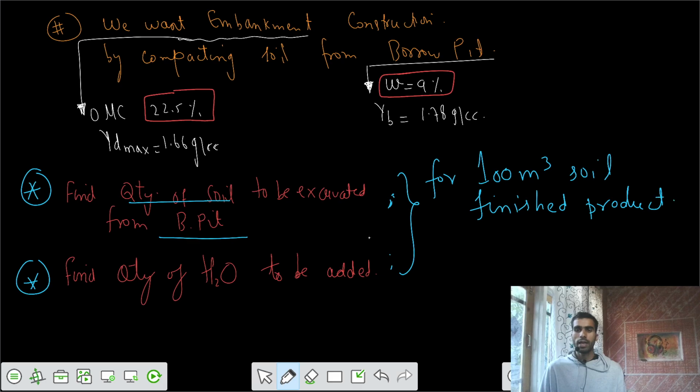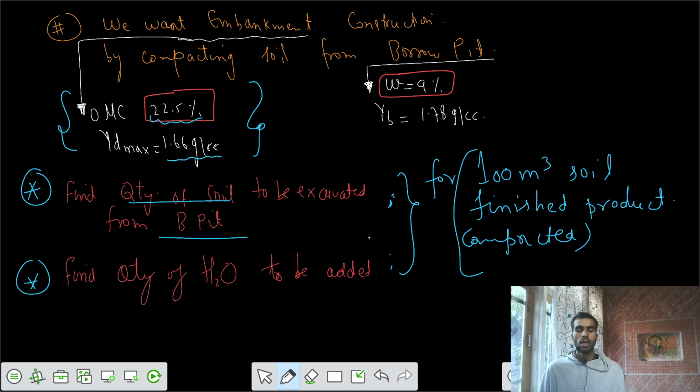That means that it is already compacted. At this condition, it is specified that it's finished. So we have to make sure that our condition specifies a water content of 22.5% and gamma dry maximum of 1.66. At that finished condition, I have to make 100 meter cube of soil in the embankment. So for that, calculate the quantity of soil to be excavated from the borrow pit.